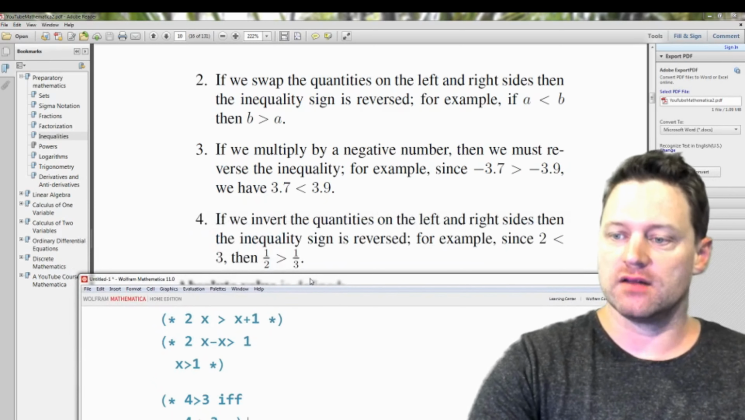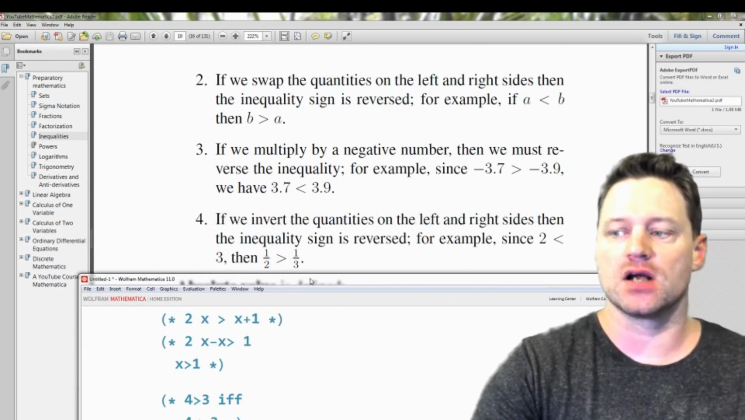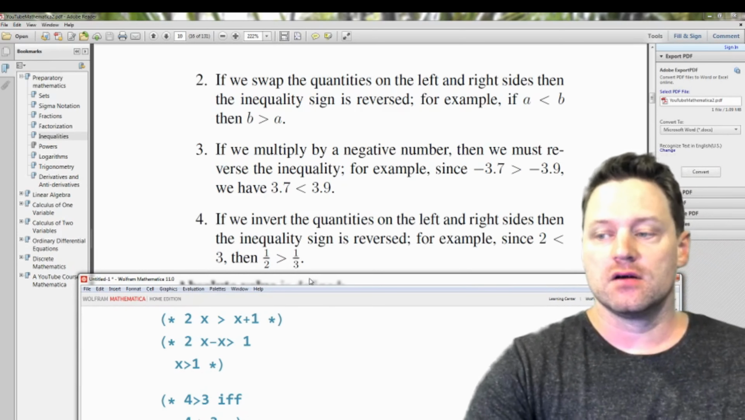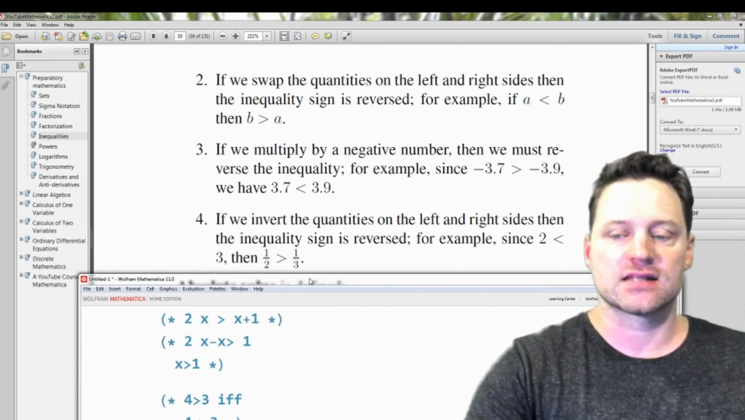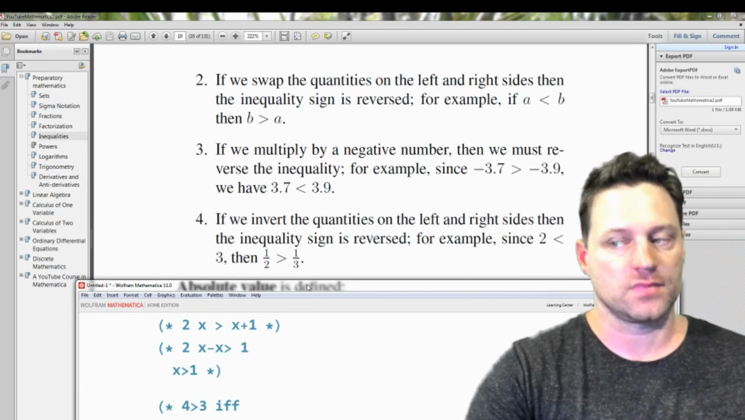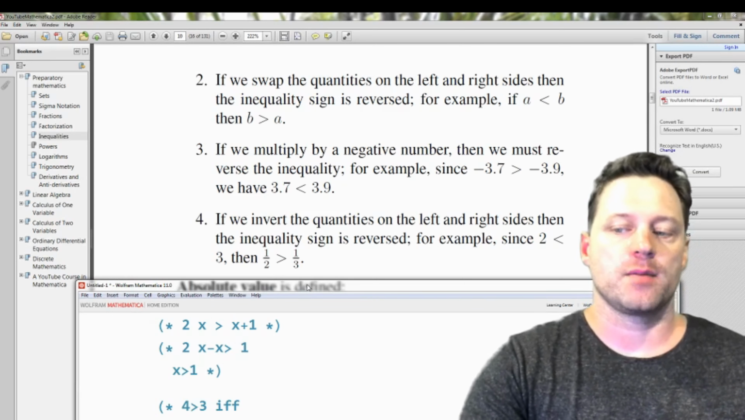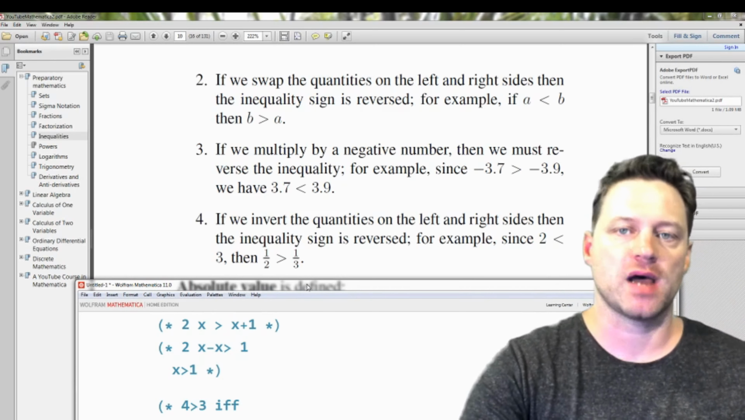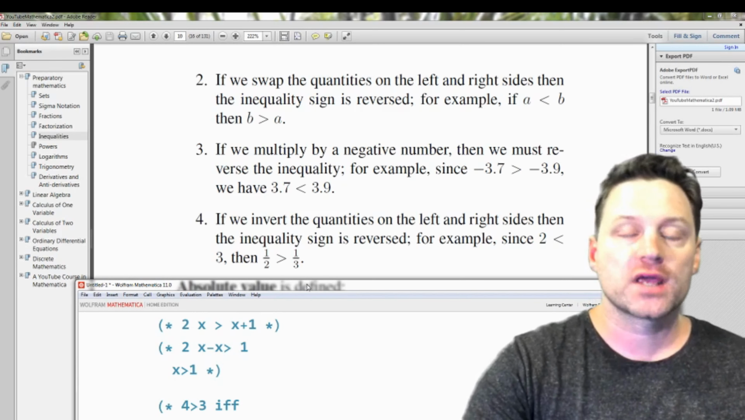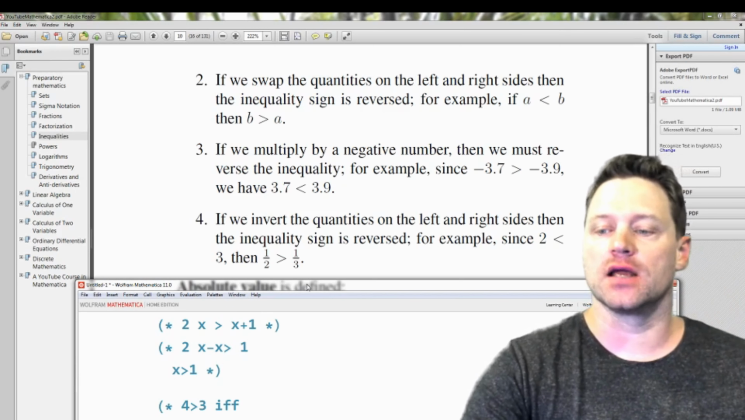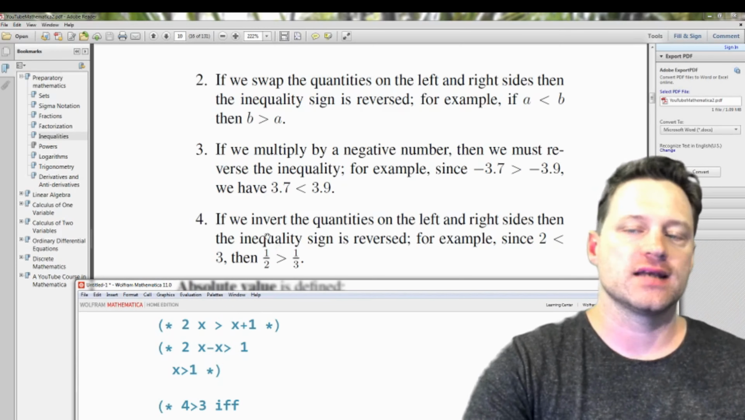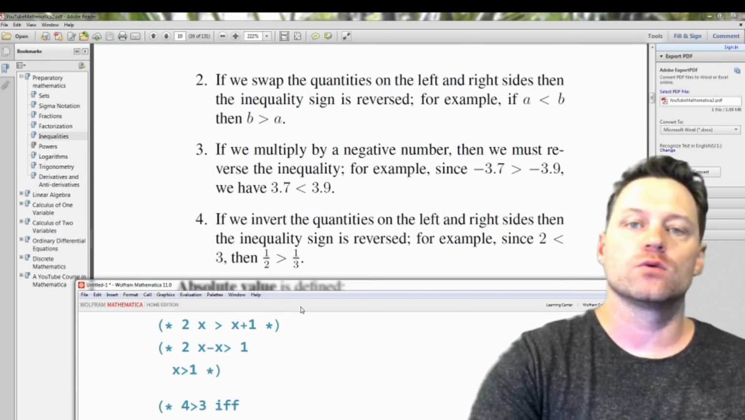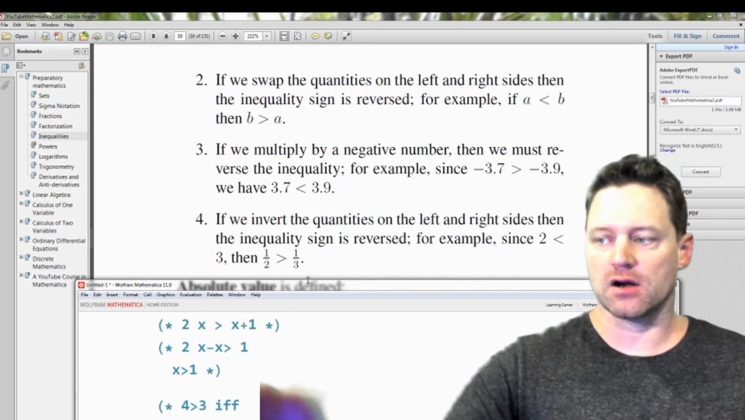Okay, if we invert the quantities on the left and right sides, then the inequality sign is reversed. So, for example, 2 is less than 3, or 3 is greater than 2. But if we want to invert, as in take to the power of minus 1, we can do that, but we have to swap around the inequality sign. So 1/2 in decimal numbers, that's 0.5. That is greater than 1/3. In decimal numbers, that is 0.3 recurring.